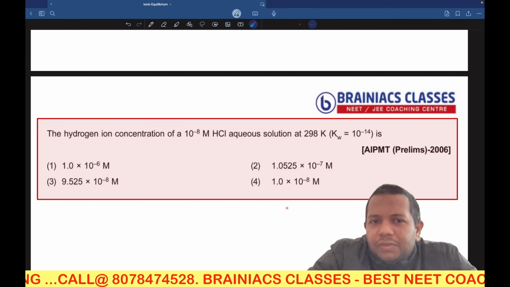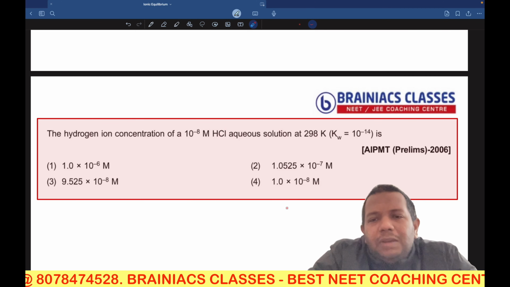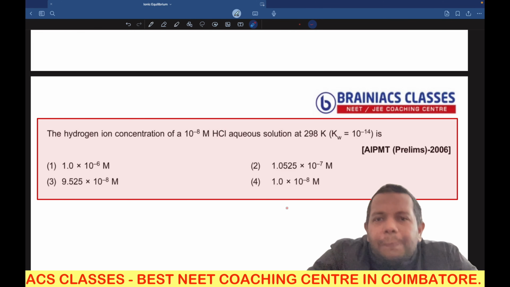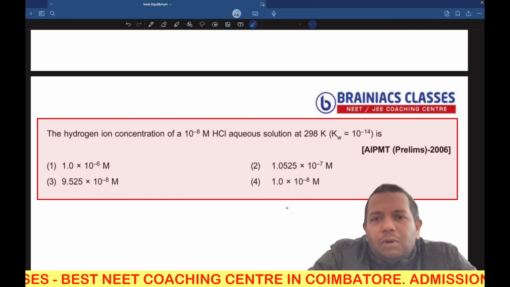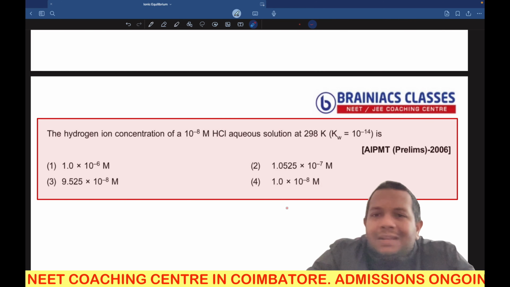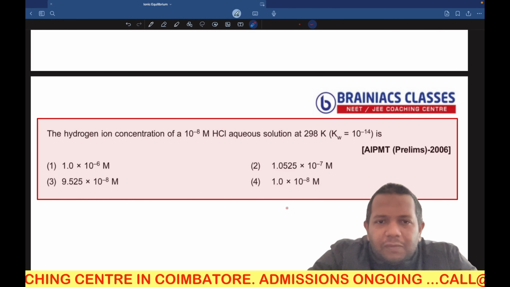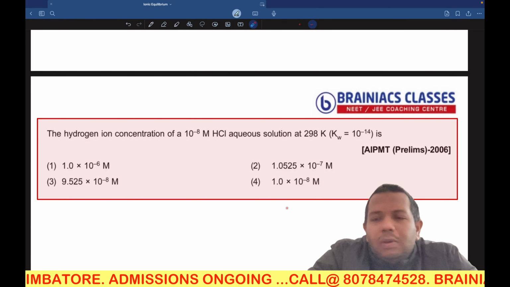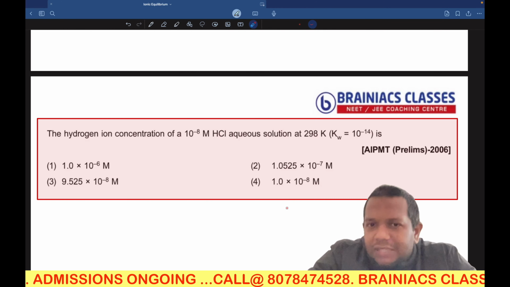Focus on NCERT first. Try to do your previous questions from NEET and JEE, especially mains. You need to do it, be well prepared, and go for the exam. Don't think about how the questions would be like this or that. Always think about preparation: am I preparing in the correct way? So I can say Brainiacs classes will give you the right platform to prepare well for the exam.